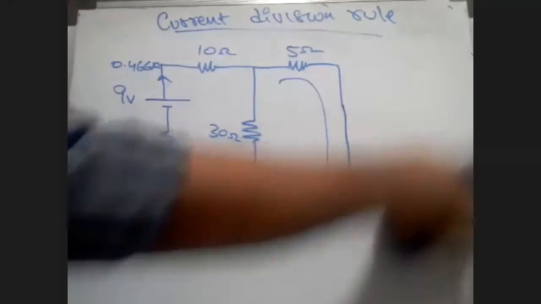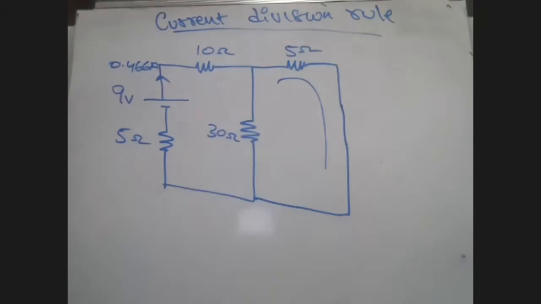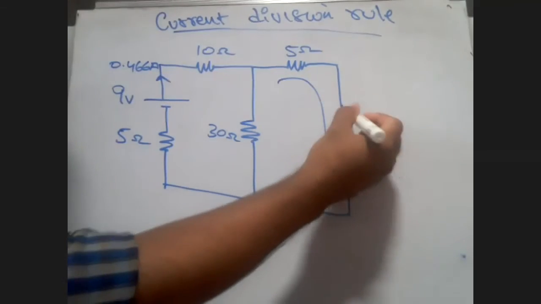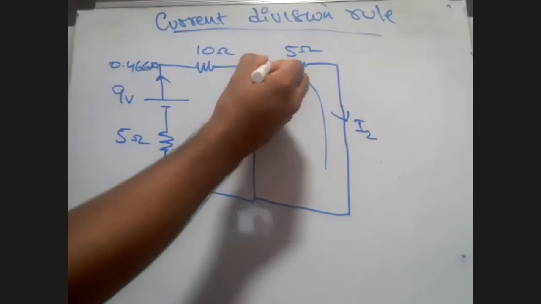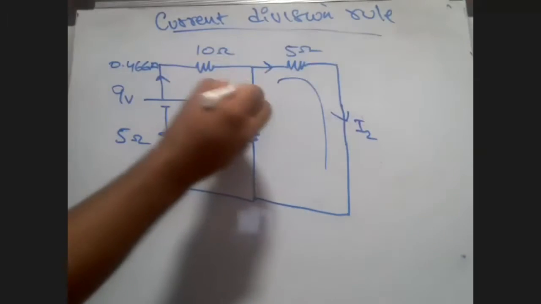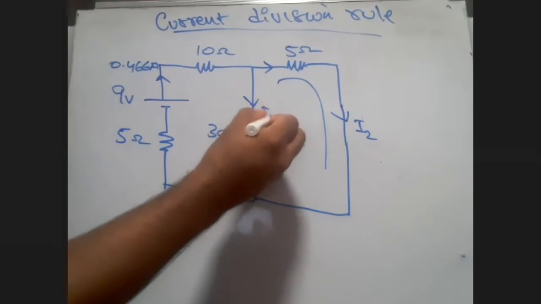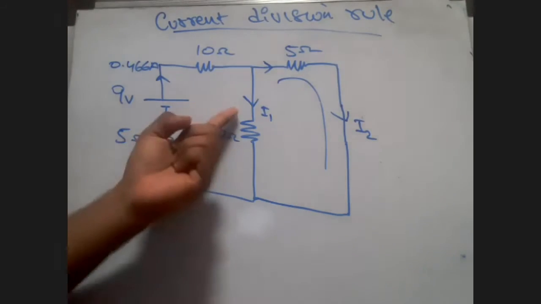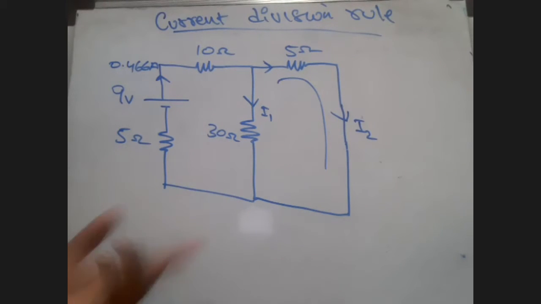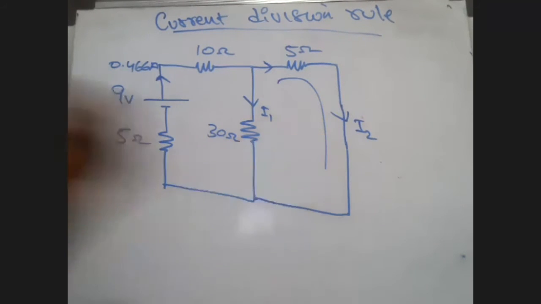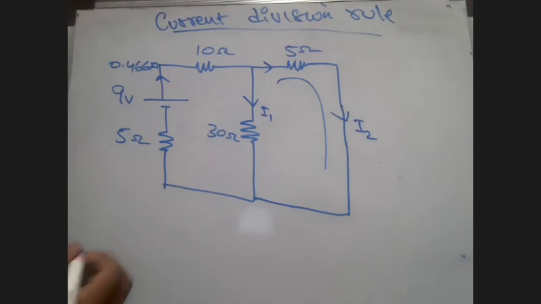That is the current through this branch. Let's say that this is I2 here. Current I2 is flowing through this entire branch here, and through this is I1. So do I want to find out I1 or I2? You are going to find out I2, yes or no? So in that case, simply apply the formula.